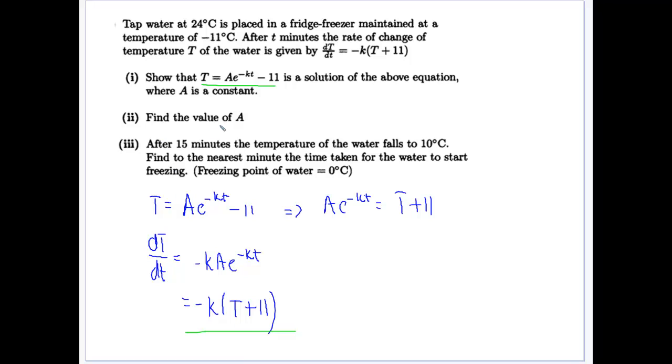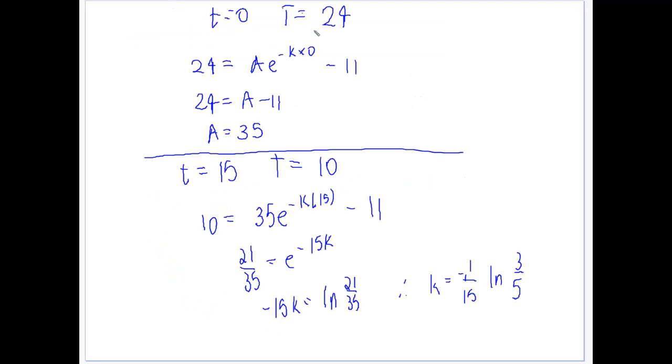Well, the value of a, I think it's pretty easy to find, because we know that initially it was 24 degrees. So when t is equal to 0, the temperature is 24. We do our substitution and we get a times 1 minus 11. So our value of a must be 35.